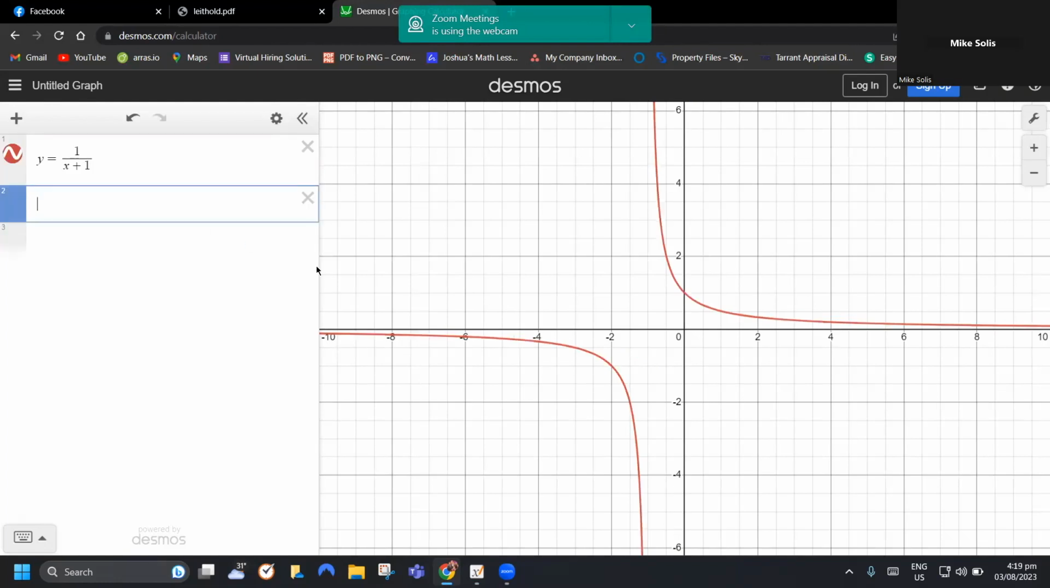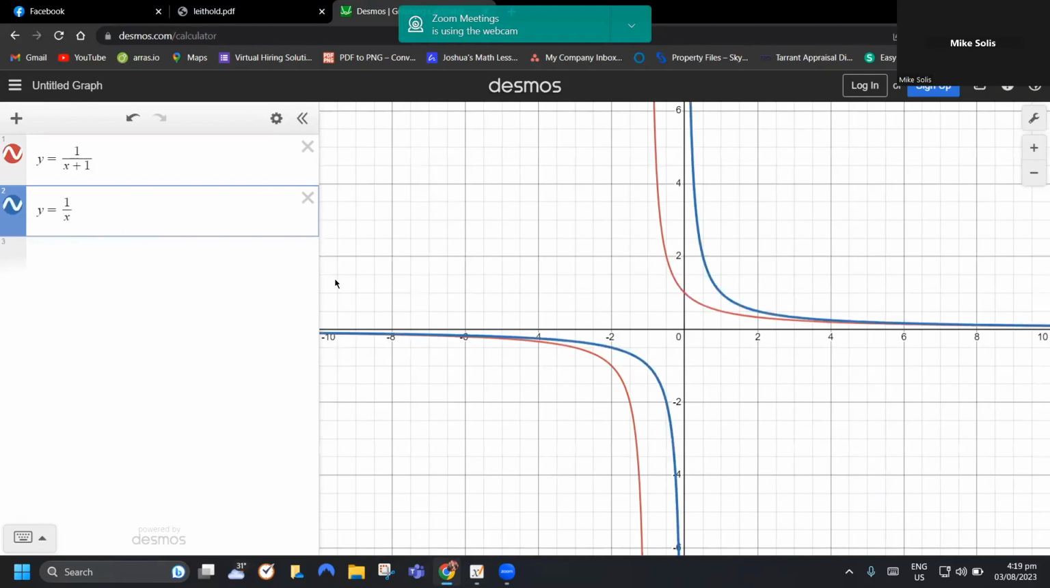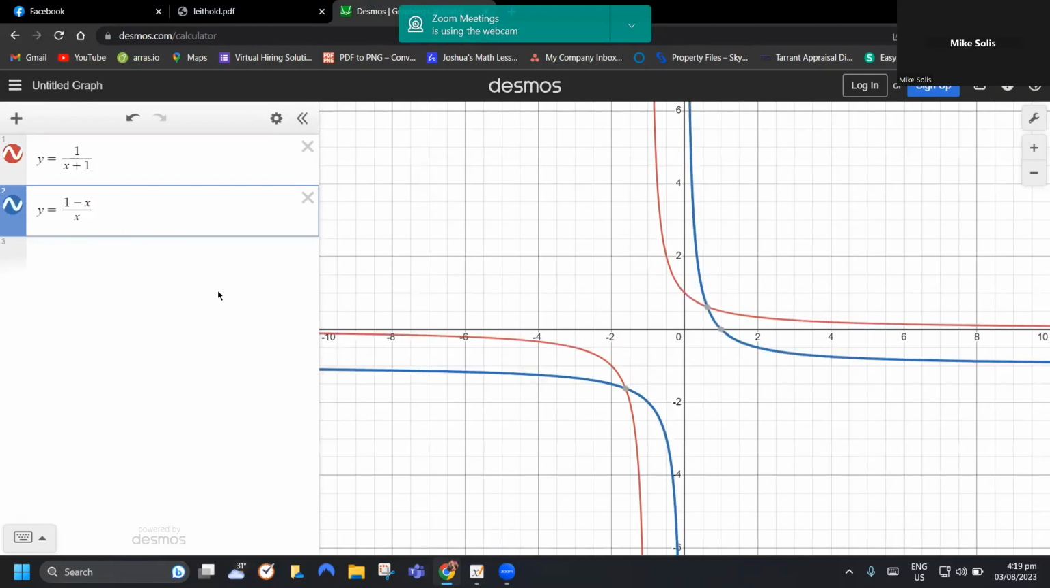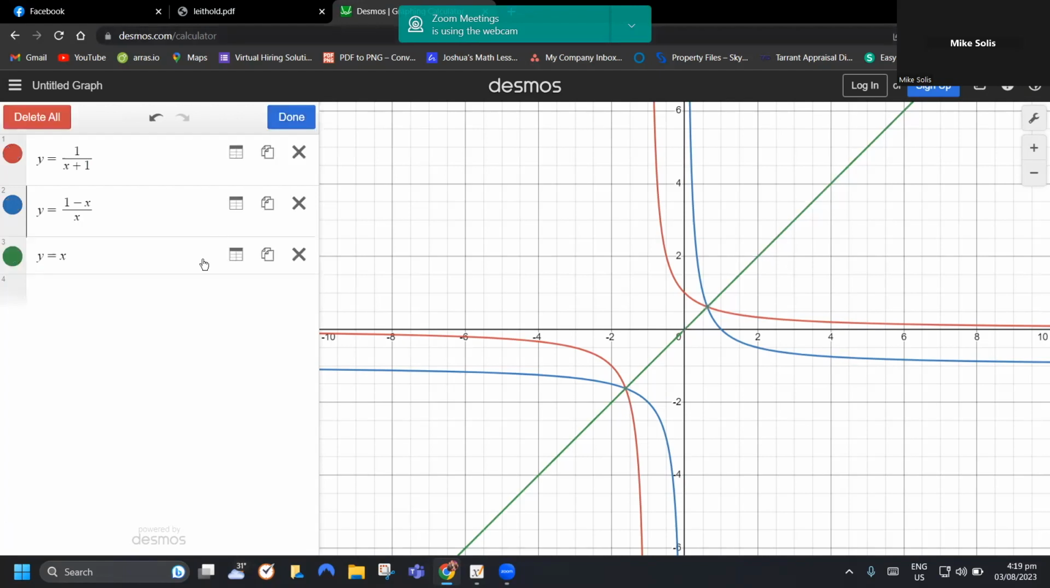Tapos, yung next, i-graph mo yung other function. Y equals 1 minus x over x. So magparenthesis ka. Tapos, graph mo yung y equals x. Parang nabawasan yung features, no? Kaya mo bang gawin na broken line yung graph nung y equals x?